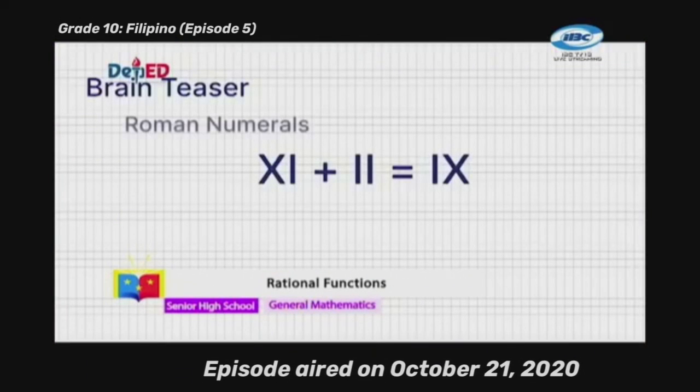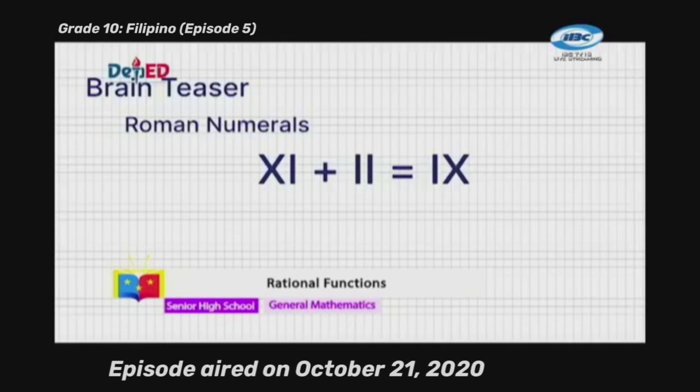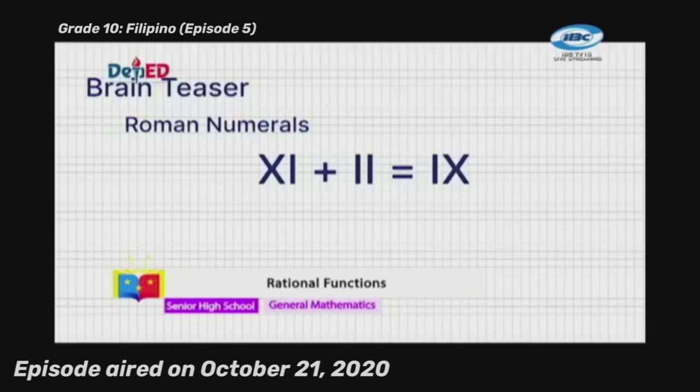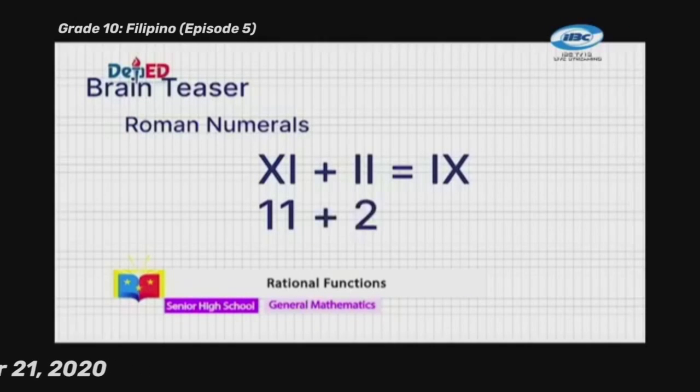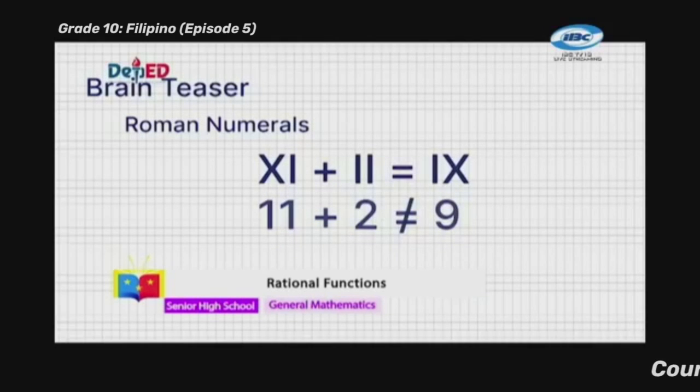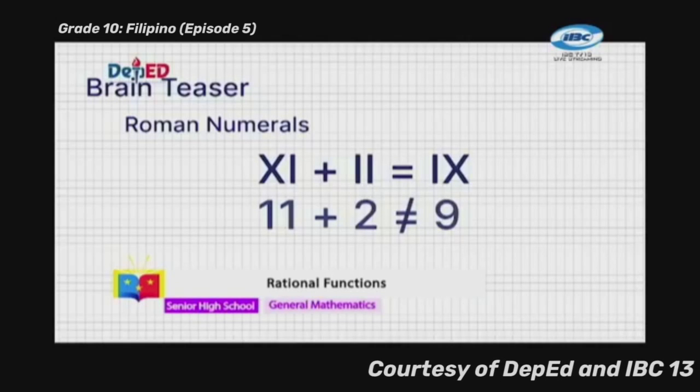This is in Roman numerals. The expression you have, XI, which is 11, plus II, which is 2, is equal to IX, which is 9. And we know that 11 plus 2 is not equal to 9. Now, I want you to think of a way to make this right. You have 10 seconds.